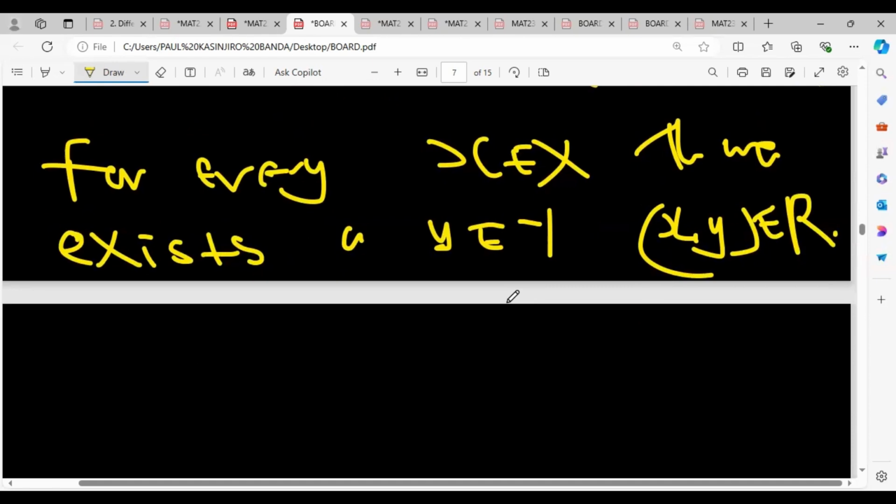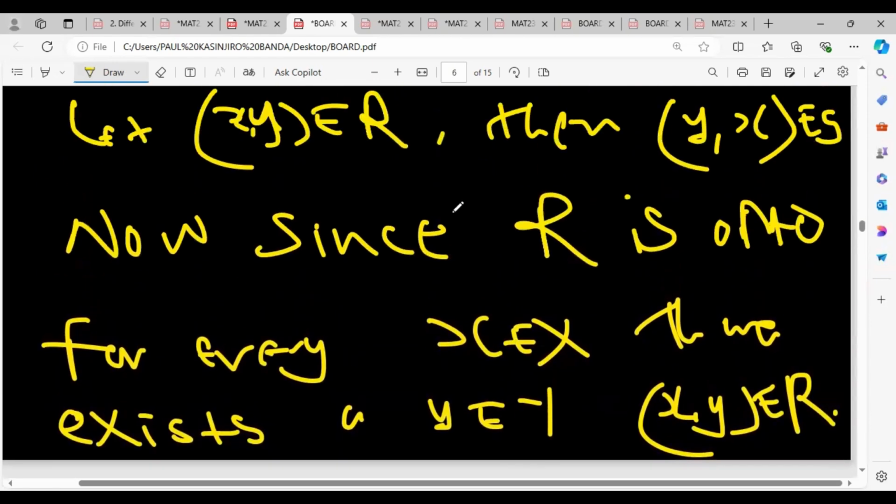Okay, and then from here, we are using this one here. So we let (X, Y) be a member of R. Then we're saying for every X there exists a Y such that (X, Y) is a member of this R. We can also do the same for this one here: (Y, X) is a member of S. We can say for every Y there exists an X.